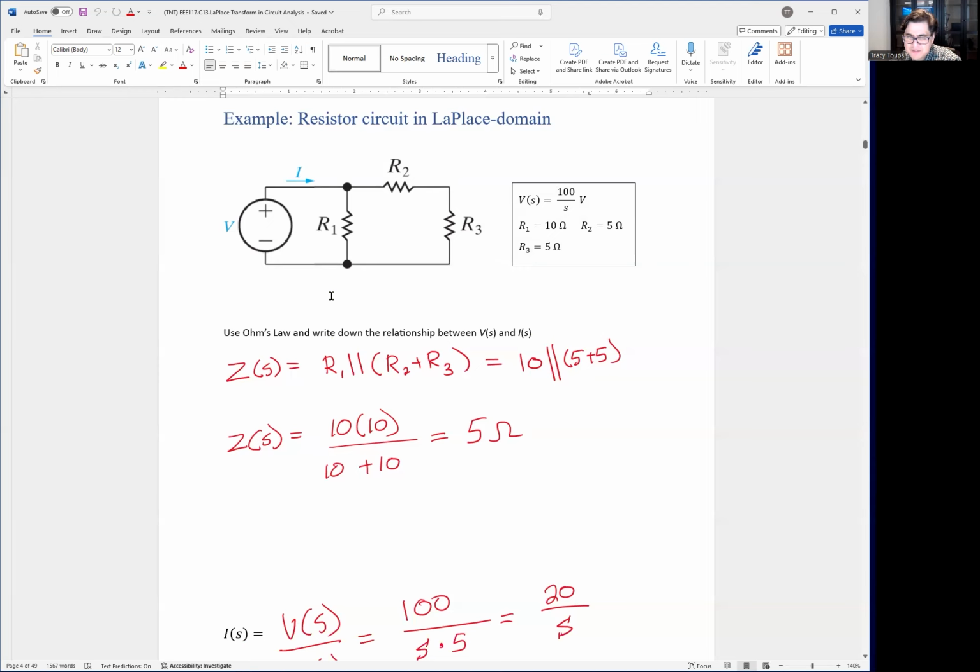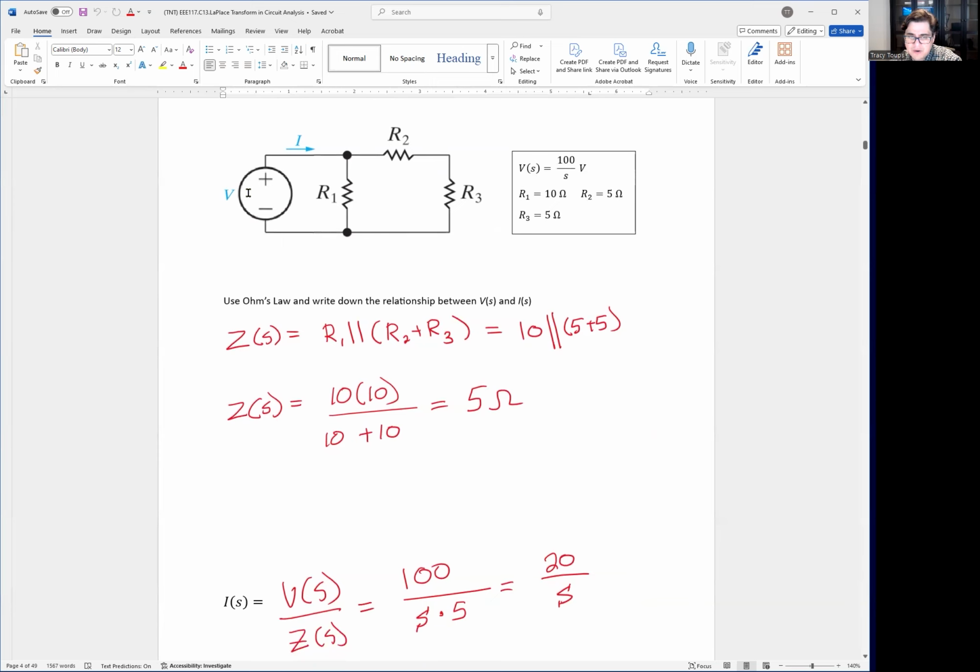So our net impedance is 5 ohms for the circuit after we combine all the resistors. To find the current, that's just going to be Ohm's law now. I is V over Z, where you have 100 divided by S, and 100 over S comes from the voltage source right here, right? And then you're also going to divide by 5 as well. So the 5 is on the bottom right here. So chunk this out, it's just going to be 20 over S, which makes sense.